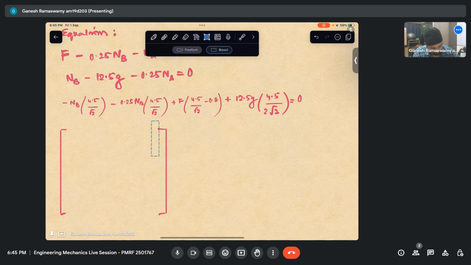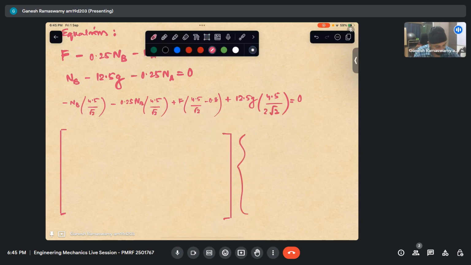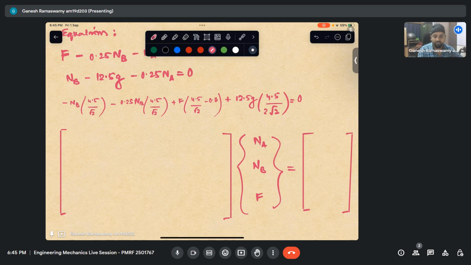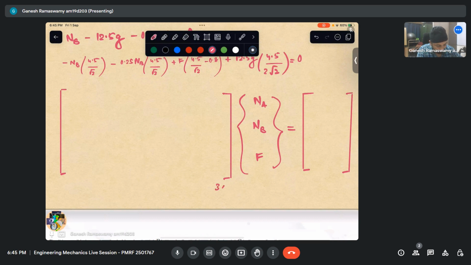Let me move it here such that I have Na, and then I have Nb, and then I have force F equaling some vector which comes here. Now it's just a matter of populating this matrix. So we know that this will be 3 by 3 and this is 3 by 1. So this will give me 3 by 1.